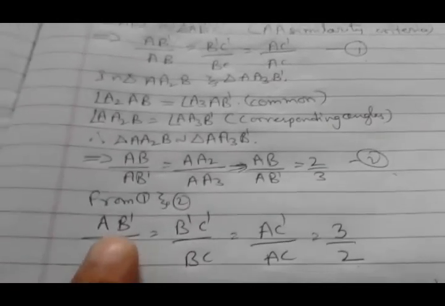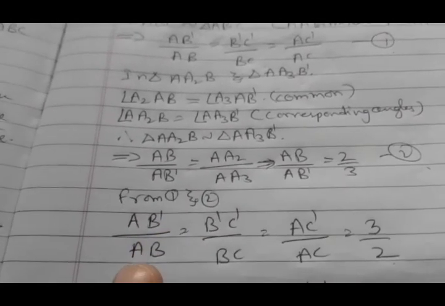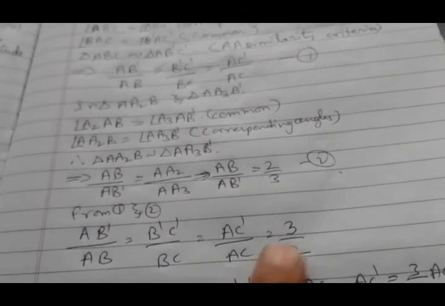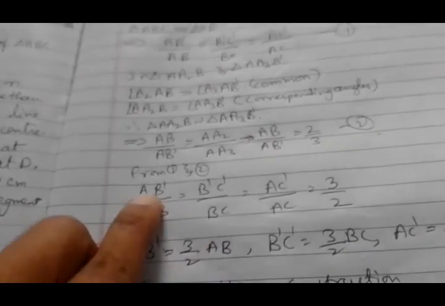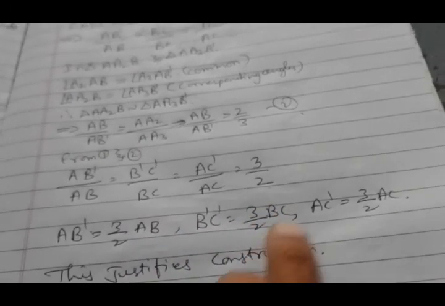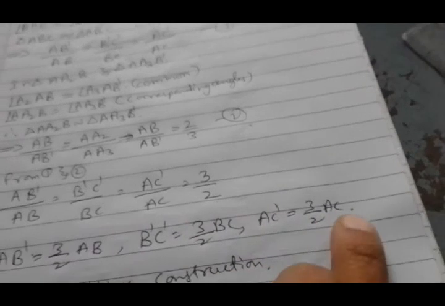Therefore from 1 and 2 we are getting AB dash by AB is equal to B dash C dash by BC is equal to AC dash by AC is equal to 3 by 2. Therefore, by comparing these, AB dash is equal to 3 by 2 of AB, B dash C dash is equal to 3 by 2 of BC, AC dash is equal to 3 by 2 of AC. This justifies the construction. Thank you. Have a nice day.